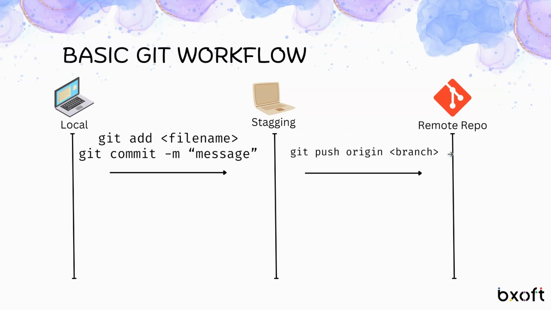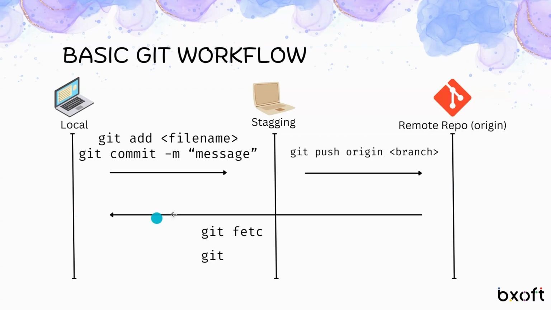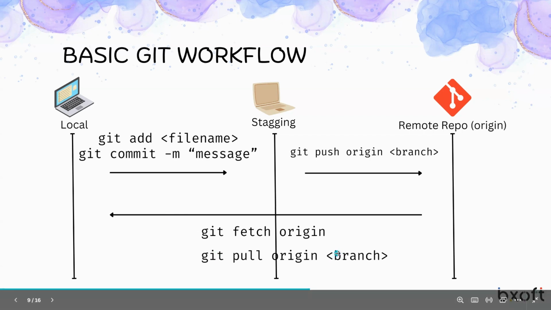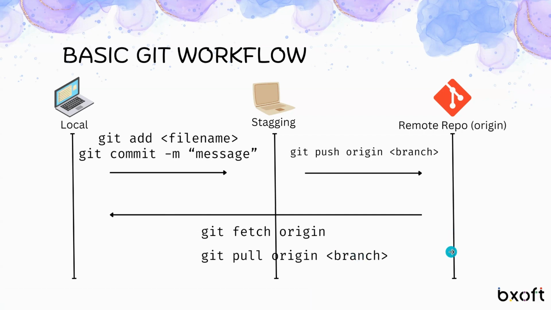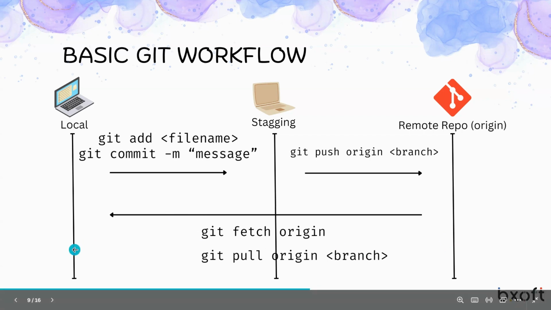Now, one cycle is complete. I just pushed my changes from local to the remote repository. What if I want the latest changes from the remote repository on my local machine? I can directly call git pull origin and the branch name. The branch is stored in the remote repository, so all of the changes will be available on my local machine after the git pull origin. I hope you get this.